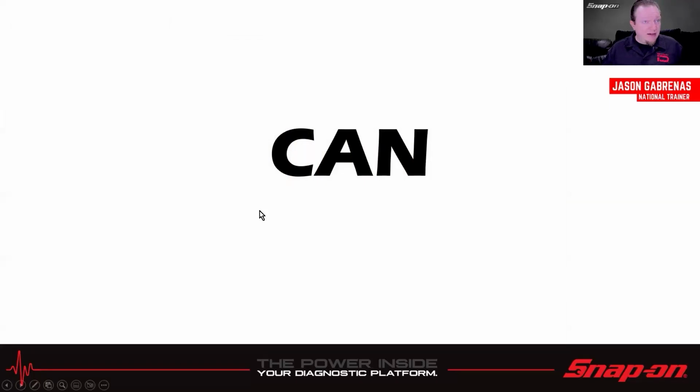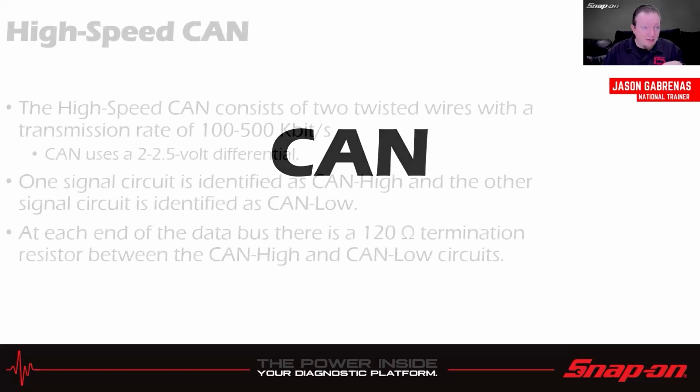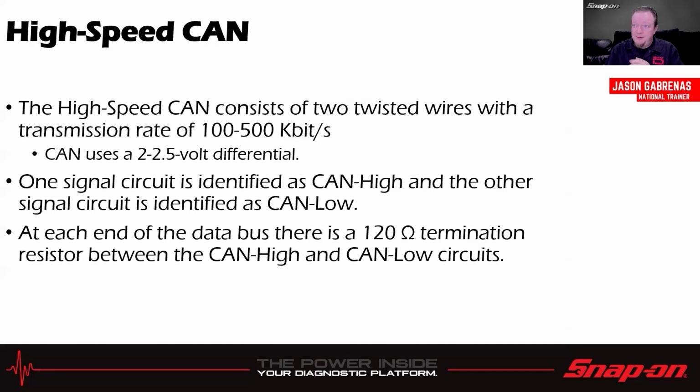And then we get the CAN. CAN is probably the most widespread network topology or topography or network communication protocol. There we go, that's what I'm looking for. Probably the most common network communication protocol around now. It's been around for quite some time. So there's different speeds. There's low speed, high speed, mid speed.